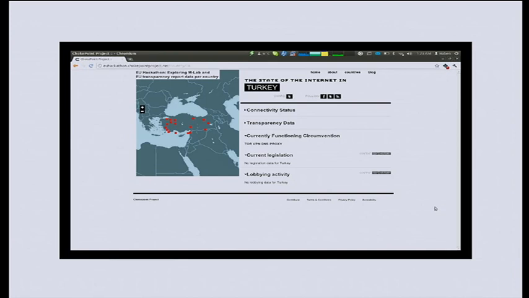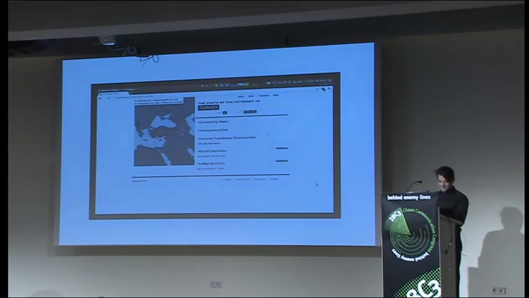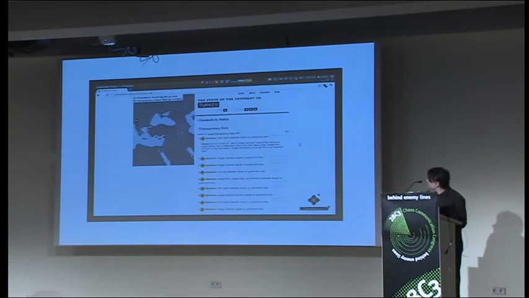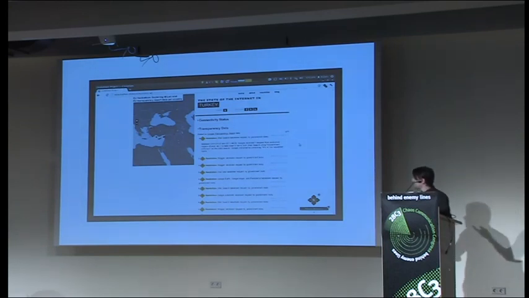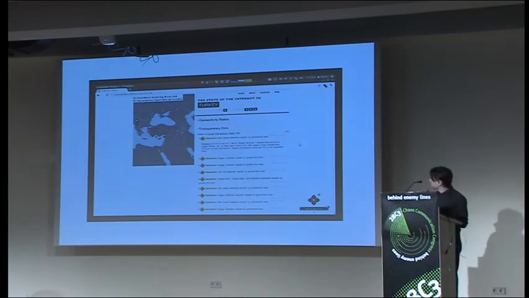Okay, so here, this would be the transparency data. This is actual data that we have imported, but as I mentioned, this is very slow data, so there's nothing near real time about this.